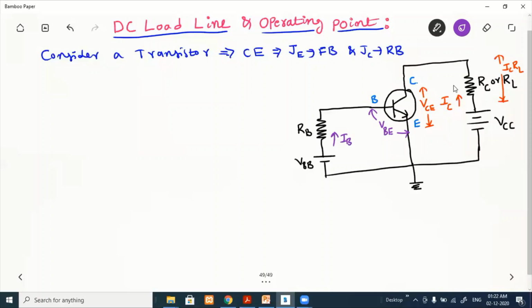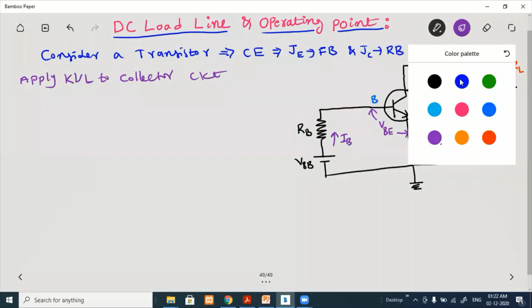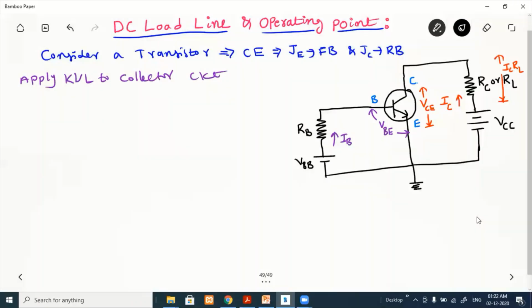So apply KVL to the output circuit or collector circuit. Then VCC equal to IC RC plus VCE. From this, IC equal to VCC minus VCE by RC.